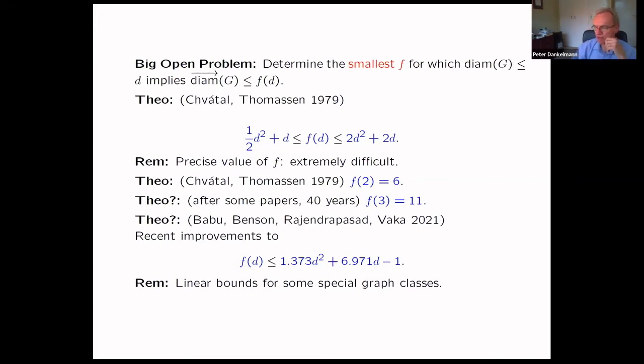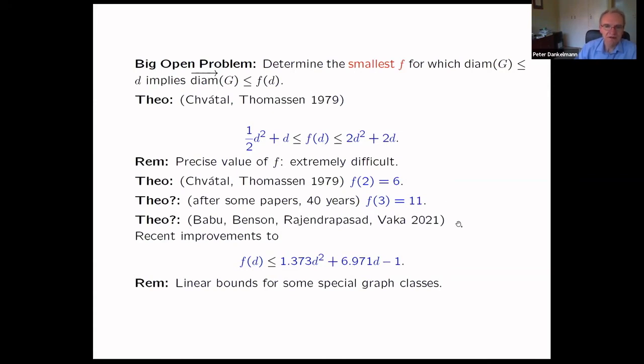And that suggested to a few people, well, let's try to determine f of 3, but it took people, and a few papers have appeared on that, about 40 years to prove that f of 3 is probably equal to 11. And I wrote a question mark because I actually saw this in a paper which hasn't appeared yet. So it still has to be checked and verified. So there is a little bit of movement in this.